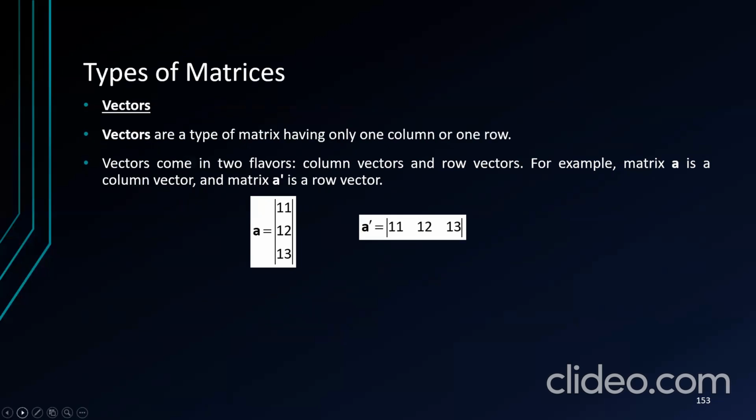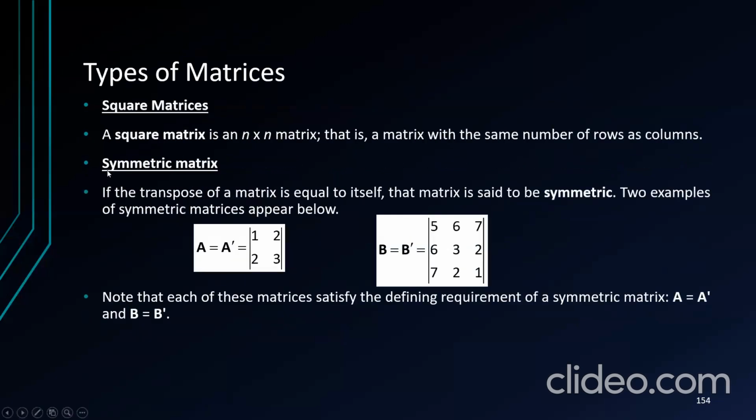That is the application, so go back to the vectors. Square matrix. A square matrix is an n by n matrix, that is, a matrix with the same number of rows and columns. Symmetric matrix: if the transpose of a matrix is equal to itself, that matrix is said to be symmetric. Two examples of a symmetric matrix appear below.